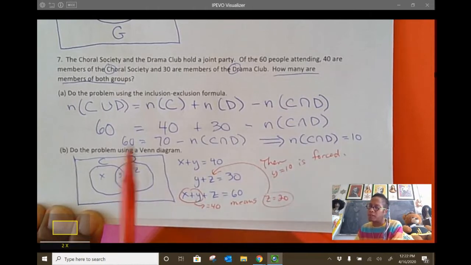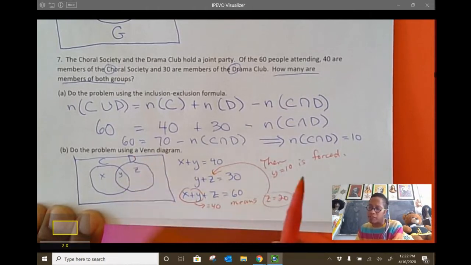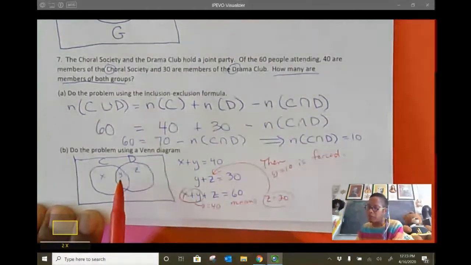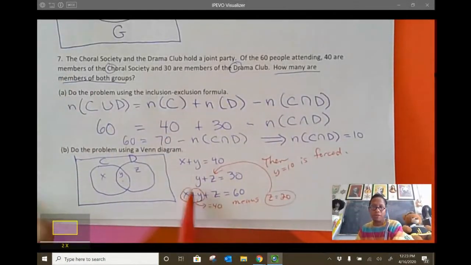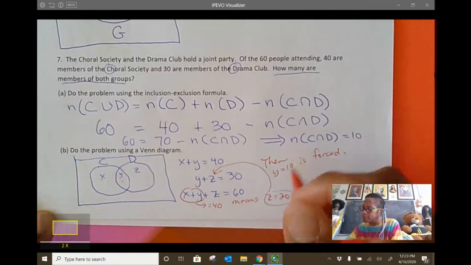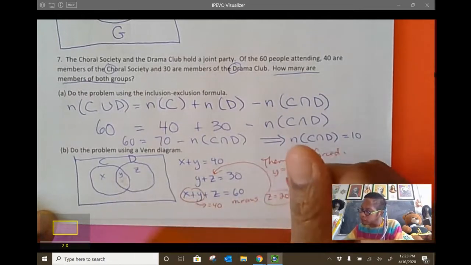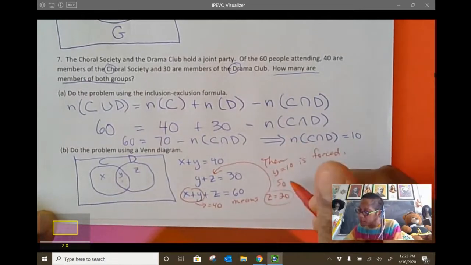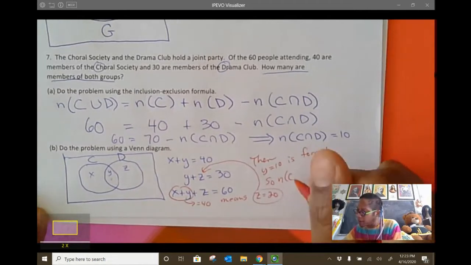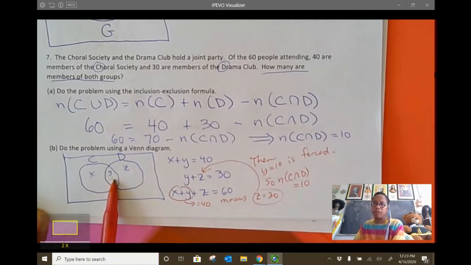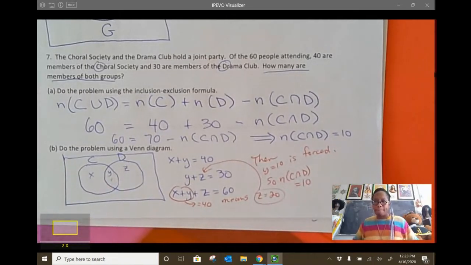The Venn diagram method is best if I already know the center, then you move out. If you don't know the center already, it's really hard. You have to do stuff like this. So the intersection of C and D is equal to 10, because that's where Y is. Okay.